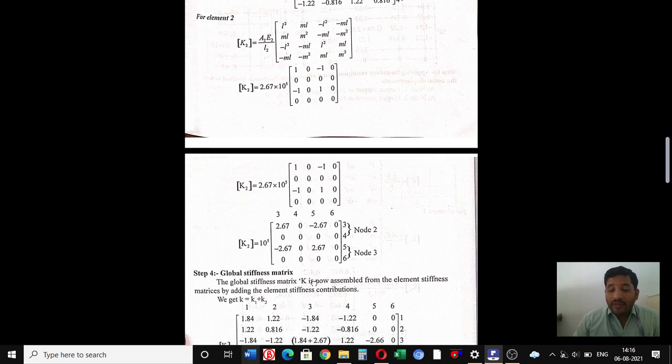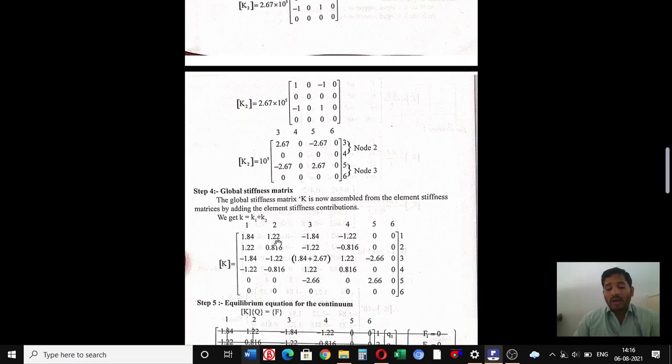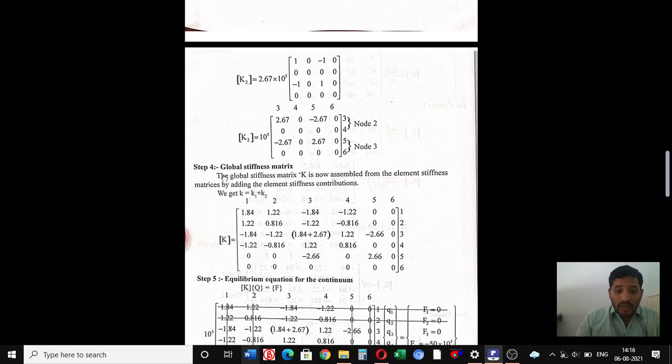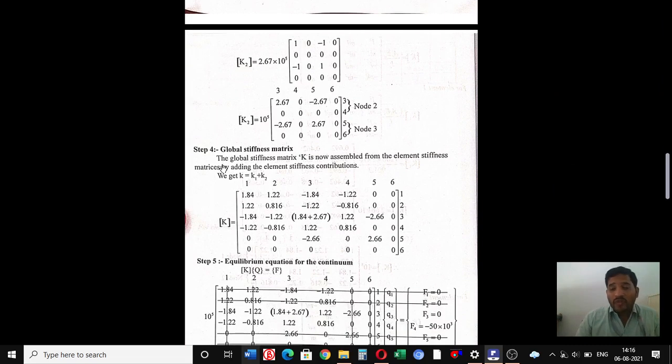After that we need to add all the elemental stiffness matrices. So step number 4: we need to find the global stiffness matrix. The global stiffness matrix is the sum of the elemental stiffness matrices. Clear? But here how many elemental stiffness matrices do we have? We have only 2 elemental stiffness matrices.